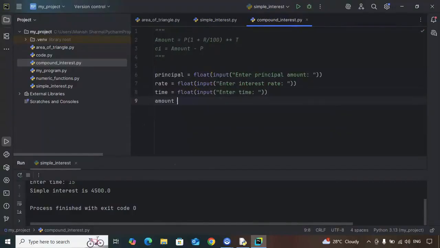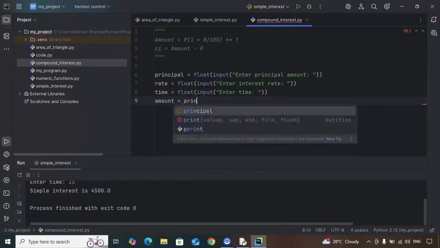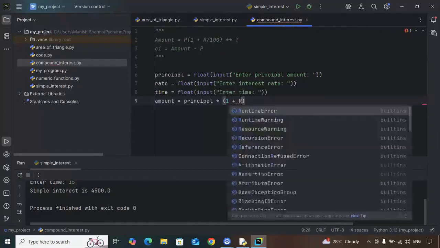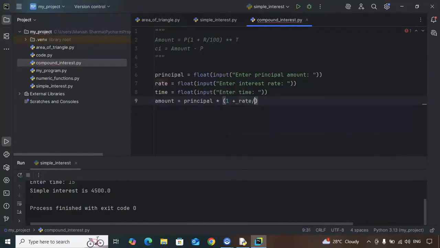So amount is equal to P multiplied by, you can't simply write like this, right? P multiplied by, sorry, principal it is. Principal, right? Multiplied by, bracket open closed. Inside the bracket, we'll do 1 plus R or rate divided by 100.